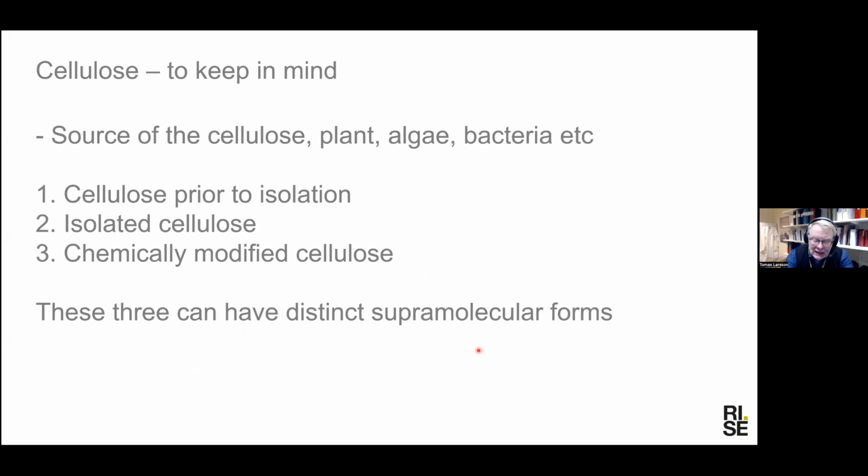But this is a point worth keeping in mind: if you are talking about cellulose, it's important to distinguish, first of all, what the source is, and then whether we are talking about cellulose in the living tissue prior to isolation, or isolated cellulose, or a chemically modified cellulose. All of these three can have distinct supramolecular forms. There is absolutely no reason why they should be the same.